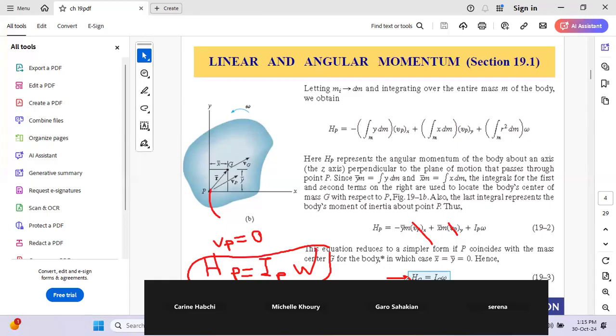If it's translation, rotation, or general plane motion, you can write that the angular momentum about G of the rigid body is equal to Ig omega. While this one is only applicable in two cases, if P is IC or we are rotating about P. So if P is IC or on the axis of rotation.